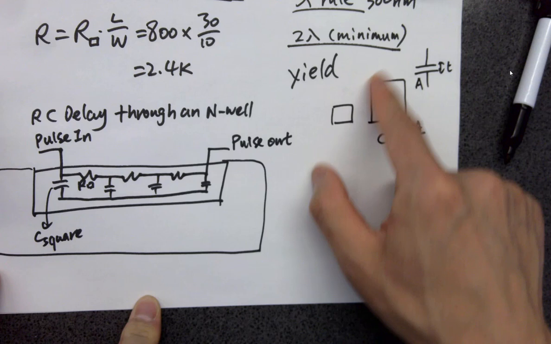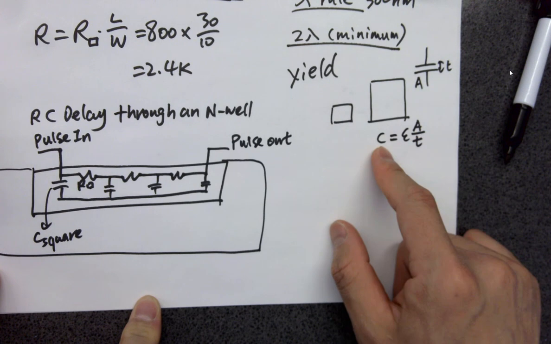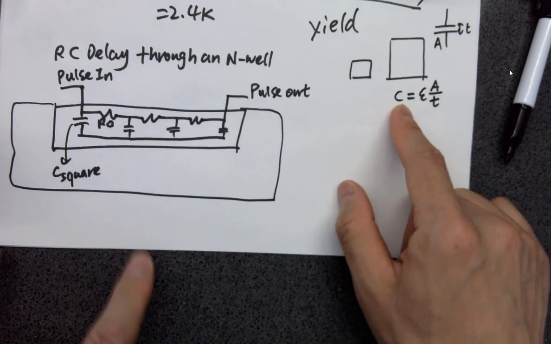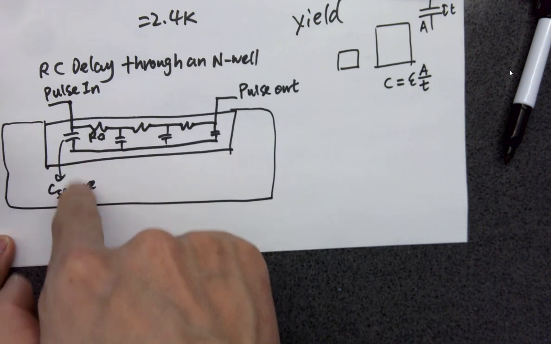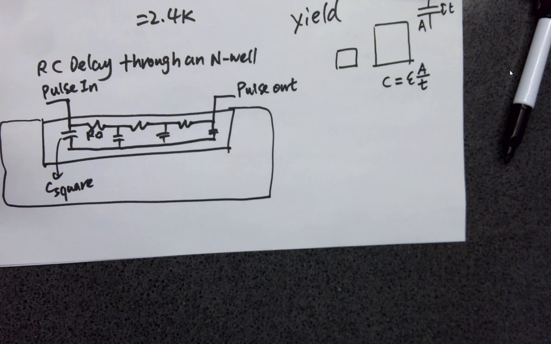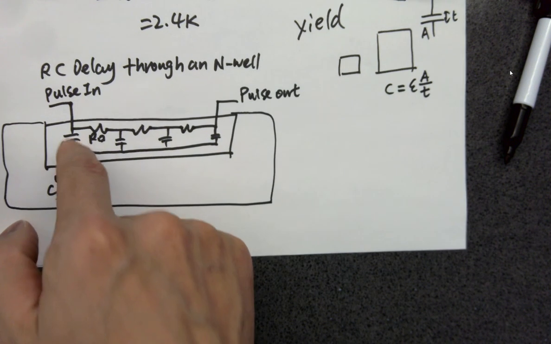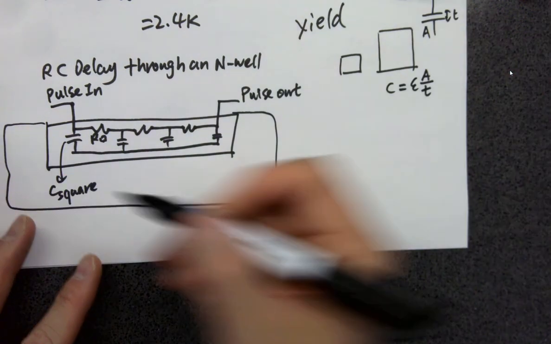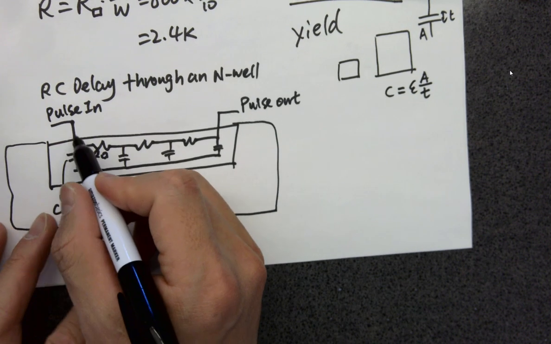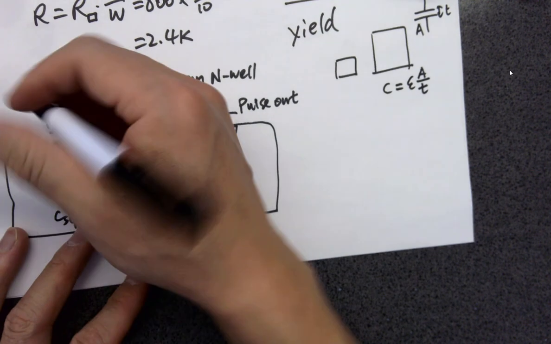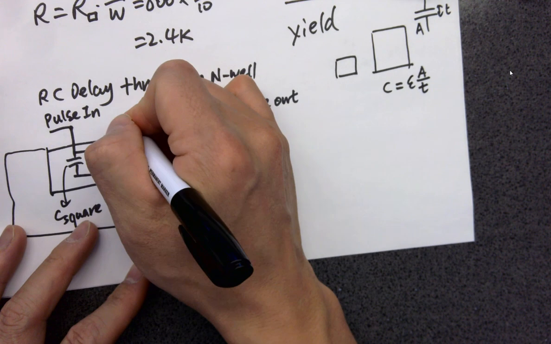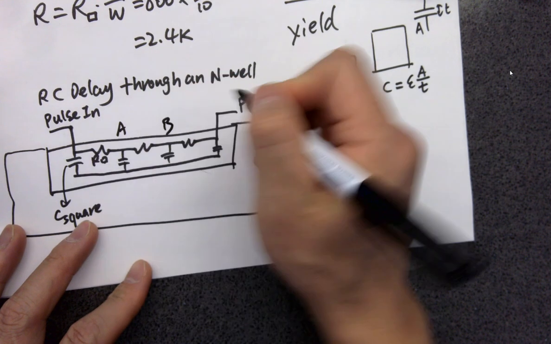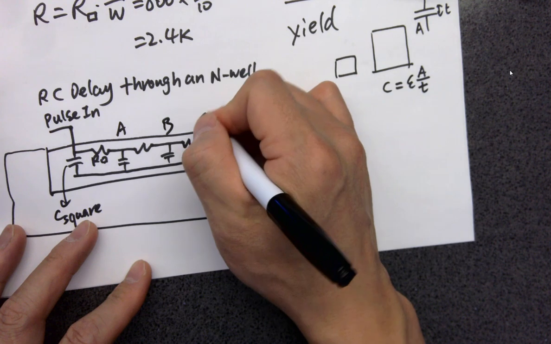However, if you have a bigger square, you have a bigger A. So a bigger A will give you a bigger cap. So we're just using one square of the capacitor over here. We divide it into multiple squares. This is one square of the capacitor over here. Just modeling this in that way, okay? So for the time delay TD, if we label this as input, and label these points as A, B, C.